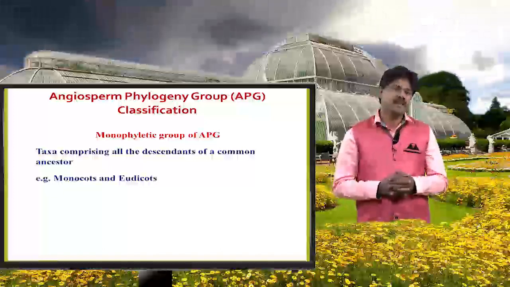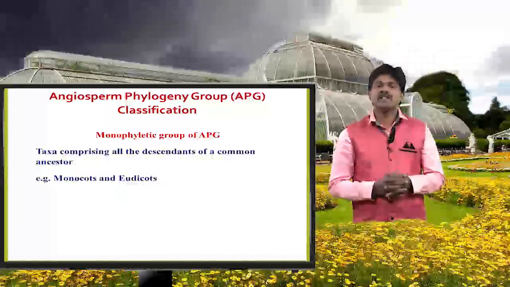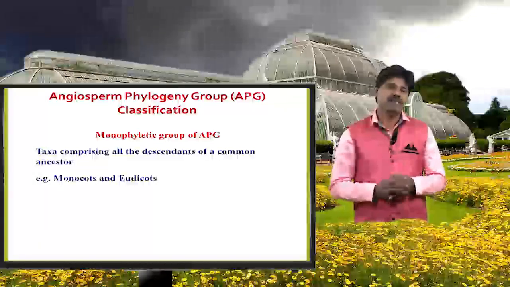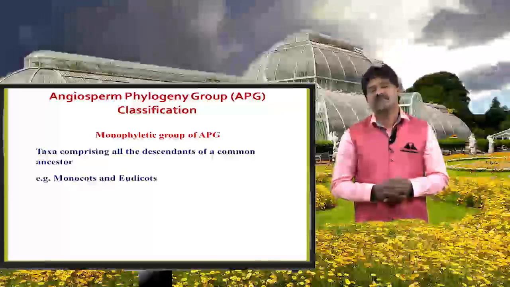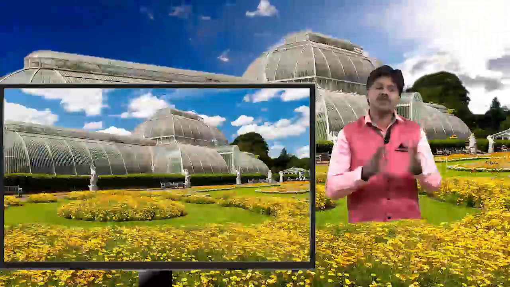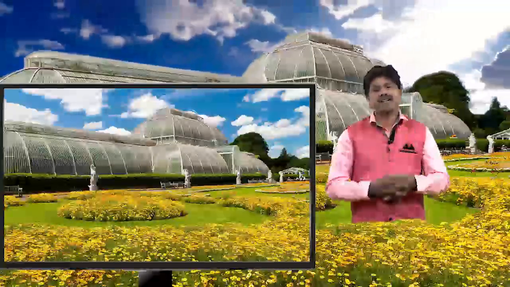Here in APG, monocots is monophyletic. That is why the term monocots is retained. Then dicots. In earlier classifications we used the term dicots. Now the term dicot is not used in this classification because dicots are polyphyletic. That is why the term is now changed to eudicots. So eudicot is monophyletic.